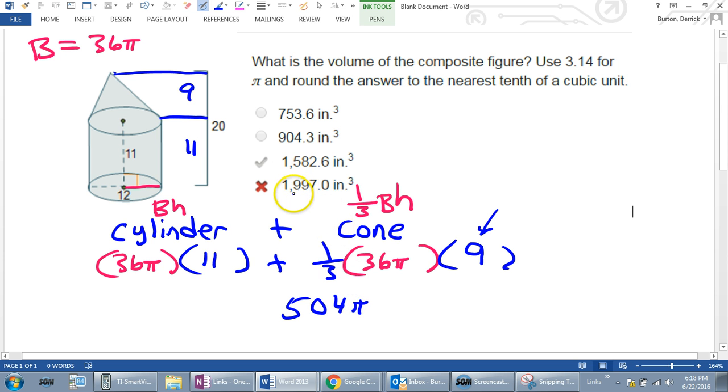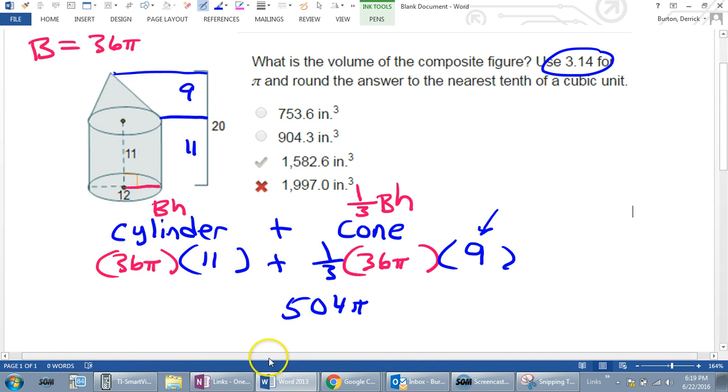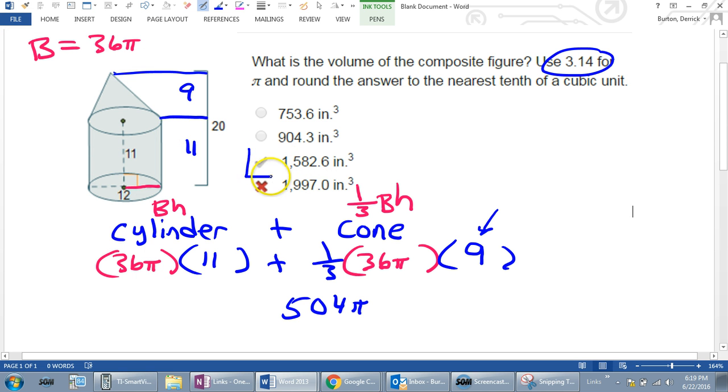But they want a decimal and they want us to use 3.14. So that's what I'll do. I'm going to go 504, oh yeah, calculator. So 504 times 3.14. That gives me 1,582.56, which rounds to this.